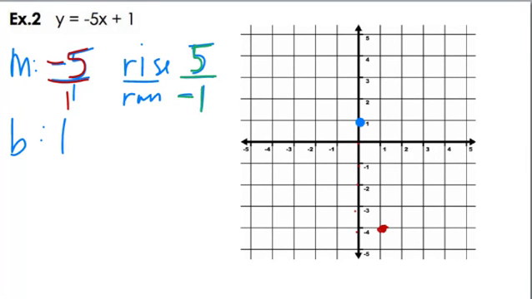If I would rather have my run be negative, I go back to my beginning, my B, which is y equals 1. And I would rise 5. 1, 2, 3, 4, 5. And I would go backwards 1. Now I'm off the grid, so this probably wasn't the best choice, but I still want to show you that the line would be correct.